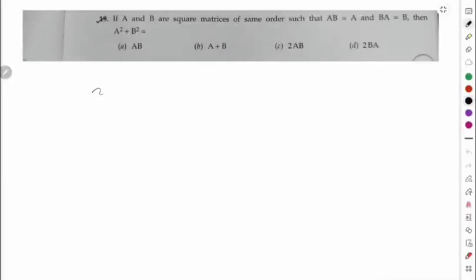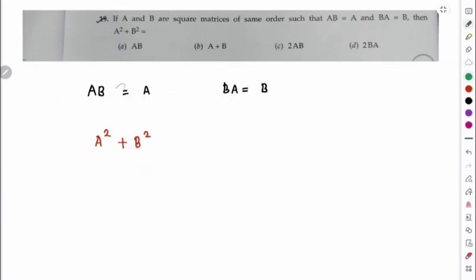Let's consider the given statement: AB is equal to A and BA is equal to B. Now the question is, what is A square plus B square? So that's the question.